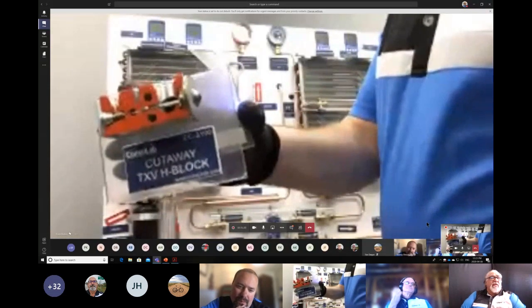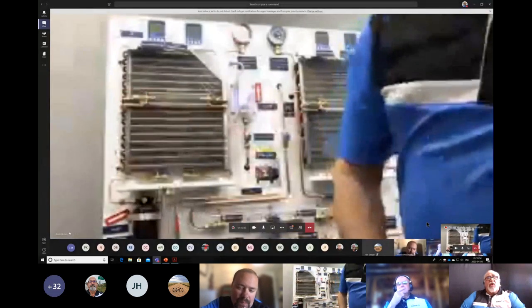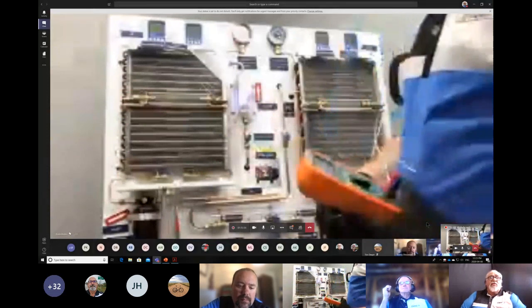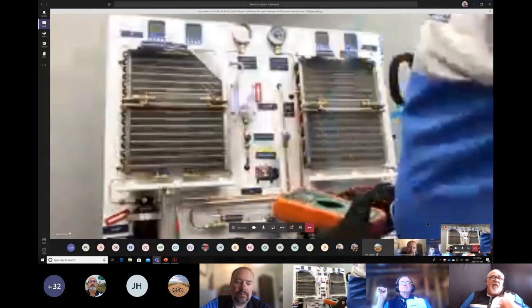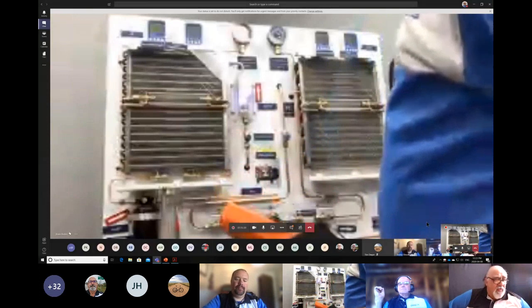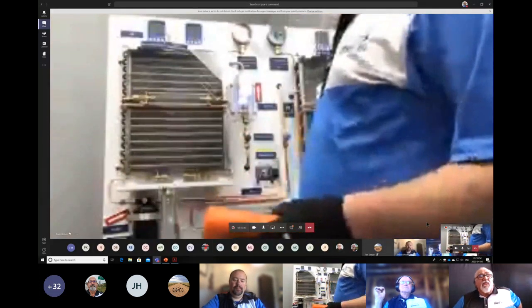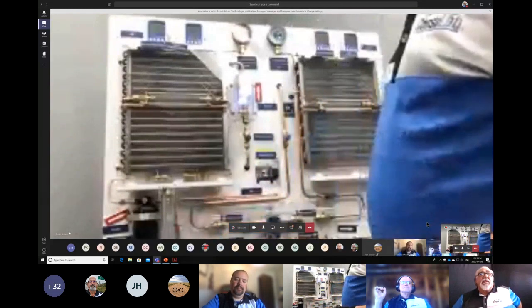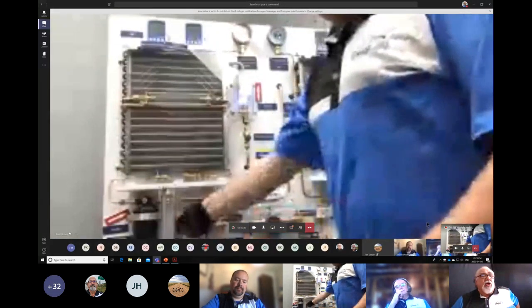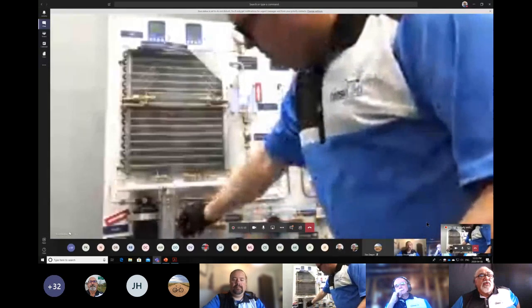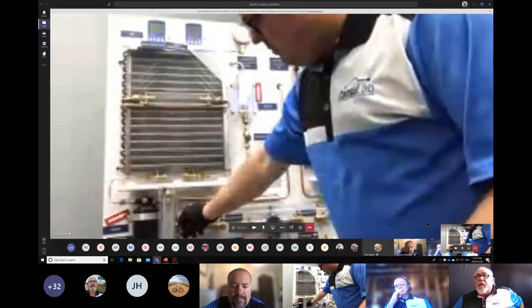So what I'm going to ask Kevin to do right now is create a restriction to the evaporator. We've got a valve on this trainer. The red valve controls the liquid level coming from the condenser. So I'm going to ask him to partially restrict that, which is going to reduce the liquid level in the evaporator.